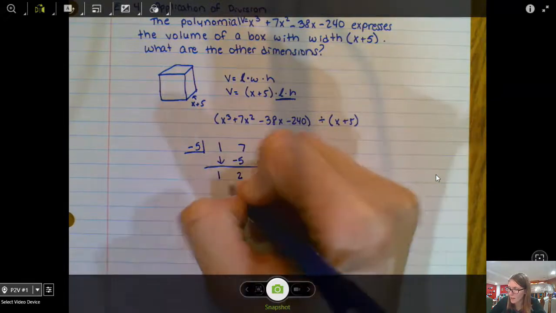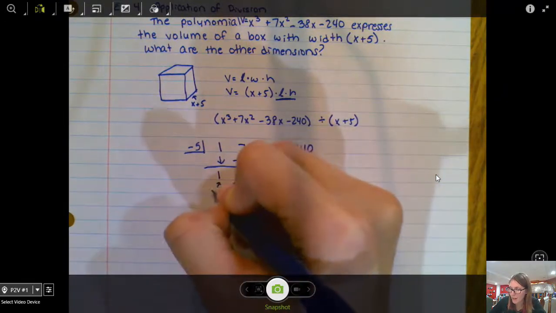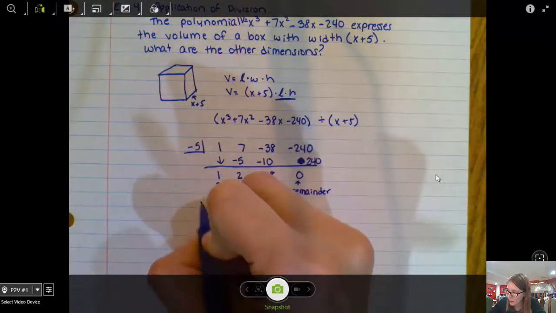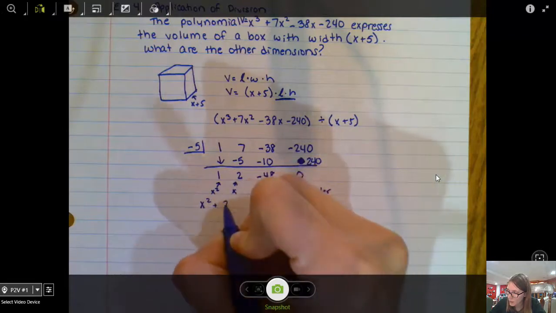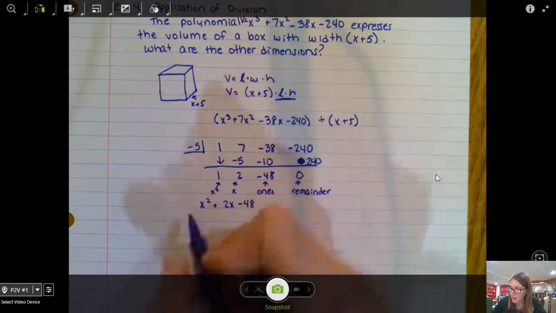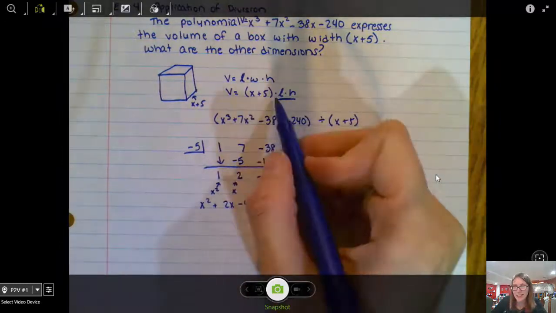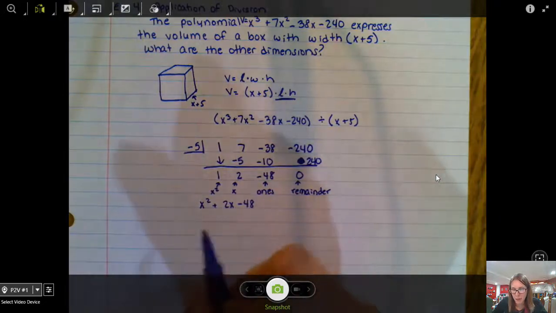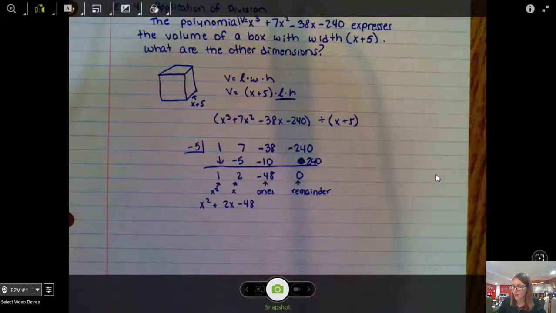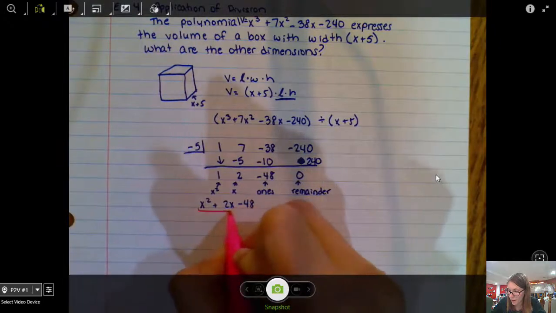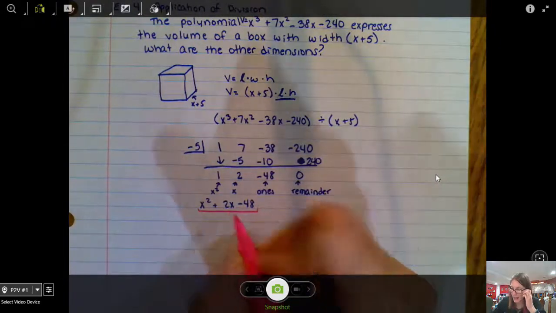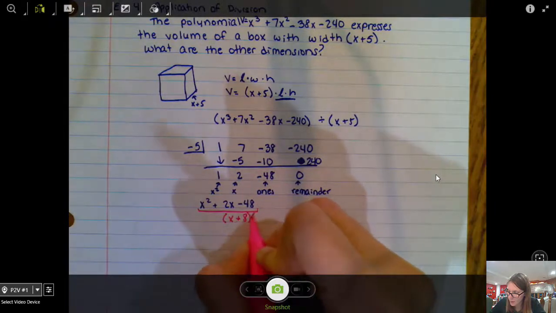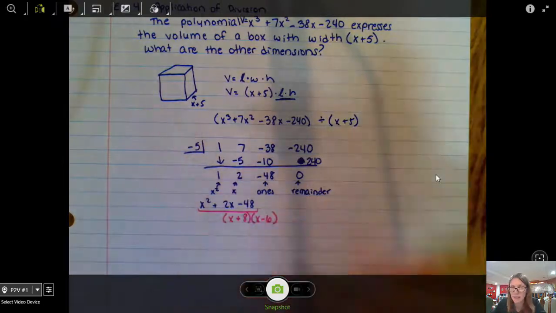Again, this is my 1s, my x's, my x squareds. I always like to do this just because it's easier to put the pieces together at the end. We get x squared plus 2x minus 48. Now this is supposed to give me my length times my height. Let's see if this factors more. And this does. Okay, if we think of what numbers multiply to negative 48 and add to 2, x plus 8 and x minus 6.